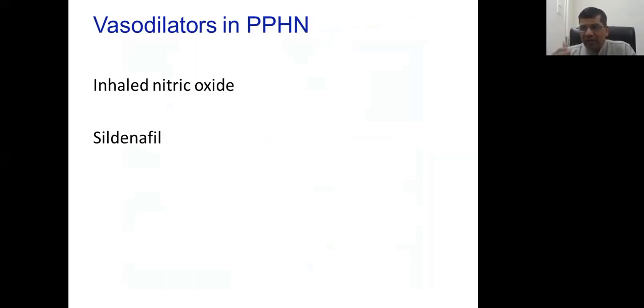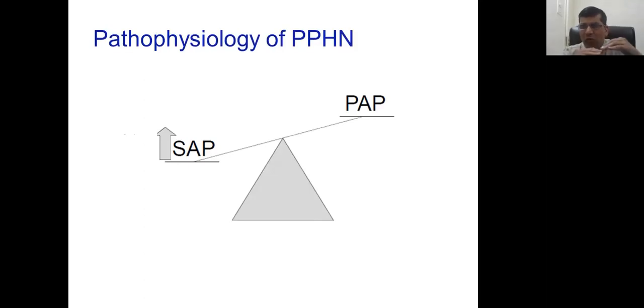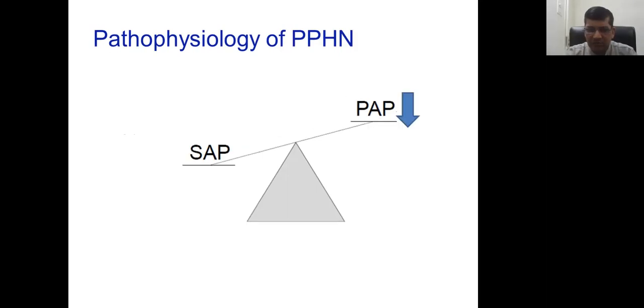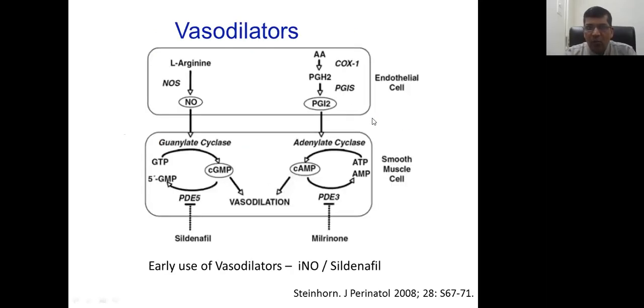Some units have nitric, most of the teaching units have nitric now, but still some units struggle with nitric. We'll discuss that for sildenafil. So you want to improve your systemic pressure and you want to decrease your pulmonary pressure. And naturally, we want to decrease your pulmonary pressure. For that, you require early use of vasodilators.